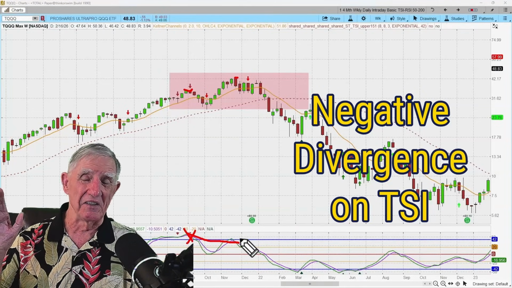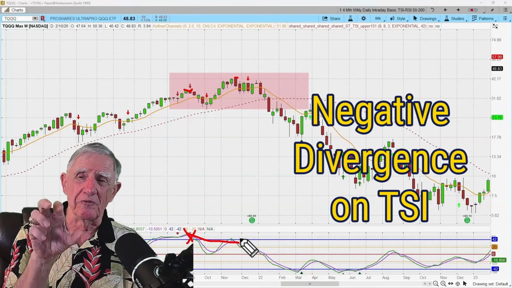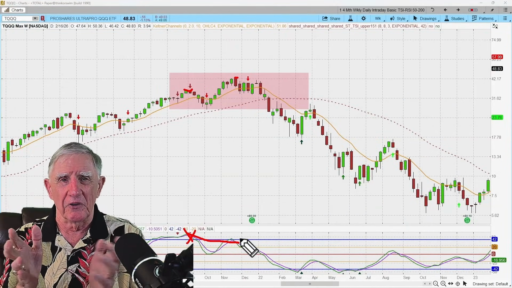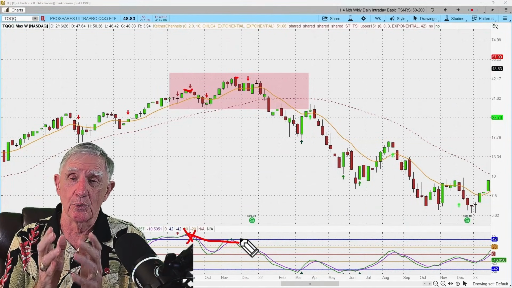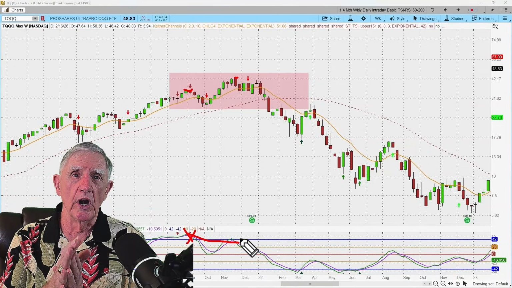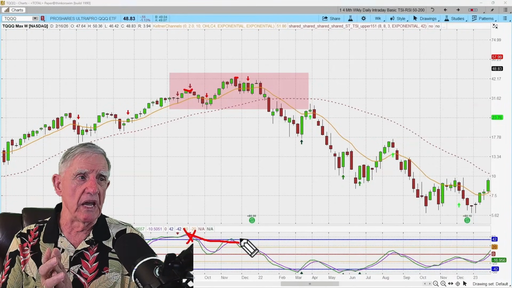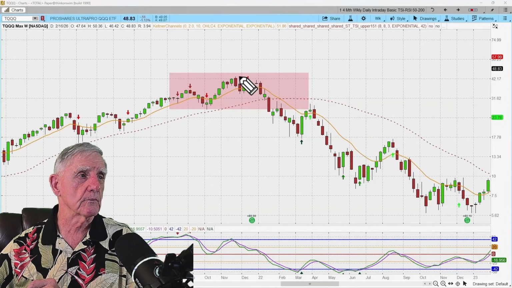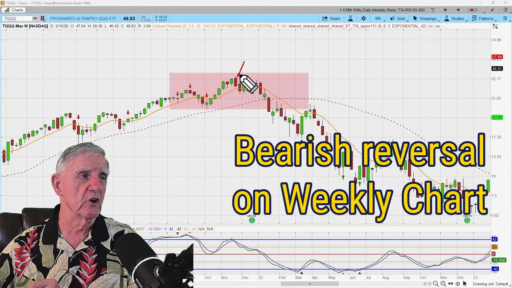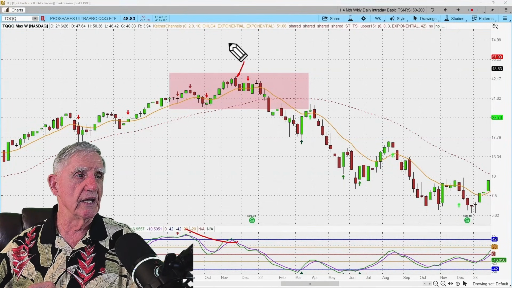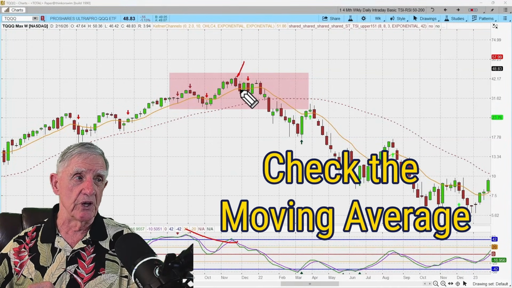And I tell you that once you get used to looking for negative divergence, you're going to say, I can't live without it. I don't know if you'll say that or not, but it is really a game changer for understanding where the price action may go. The situation on this one is this. I had a bearish reversal on the weekly chart. That is one clue. Two clues, and what are the moving averages doing?